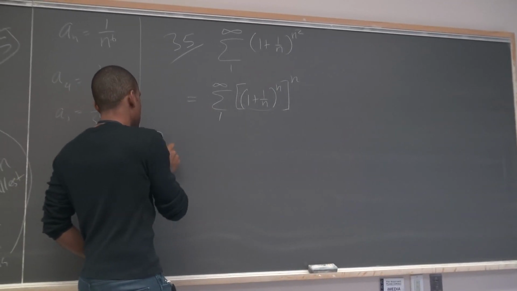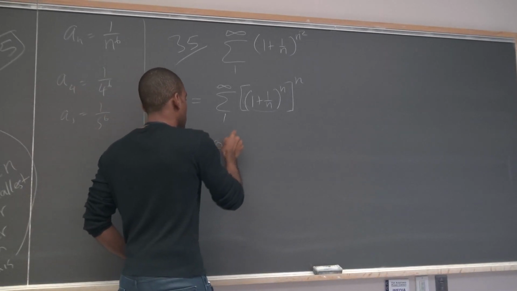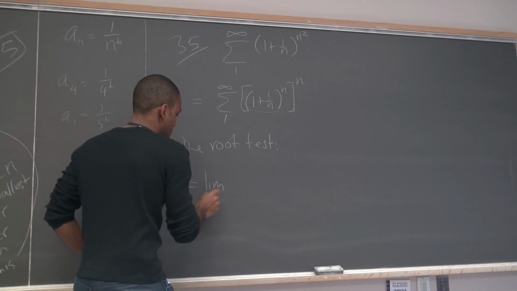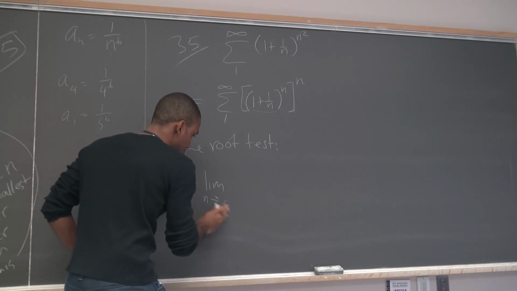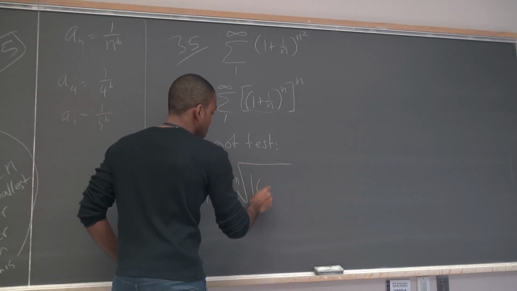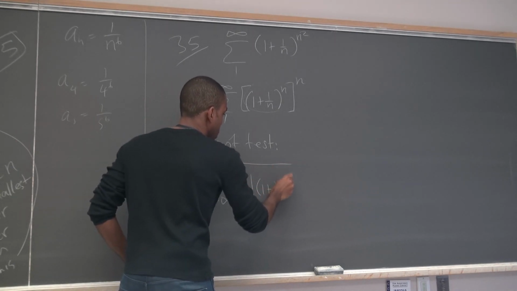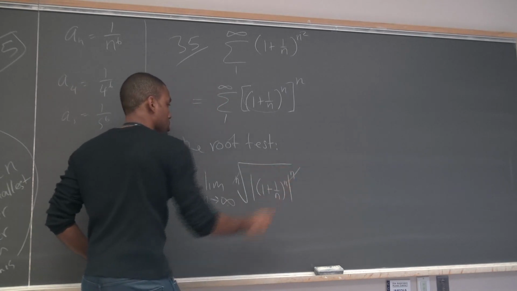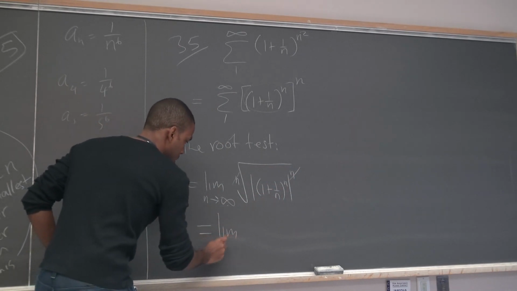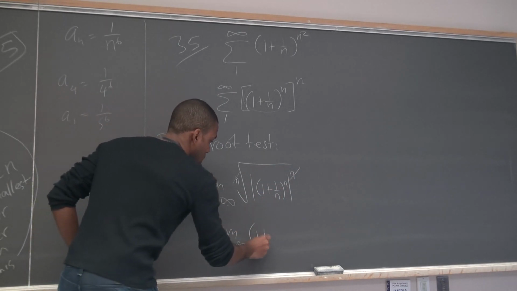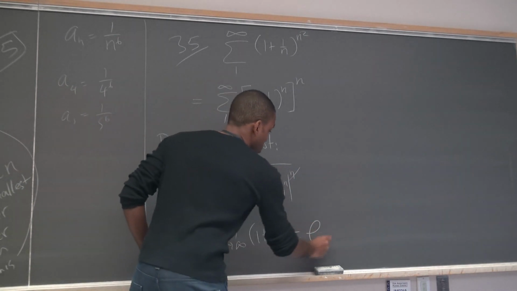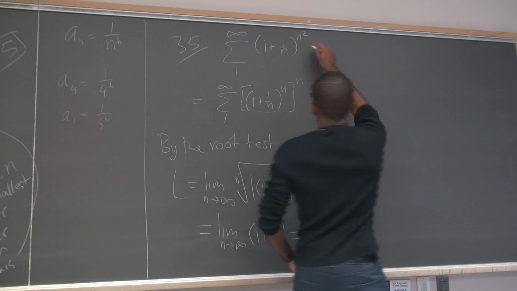So by the root test, I look at the limit as n goes to infinity of the nth root of that guy in absolute value, (1 + 1/n) to the n squared. This equals the limit as n goes to infinity of (1 + 1/n) to the n. It's e, which is actually bigger than 1. So this diverges.